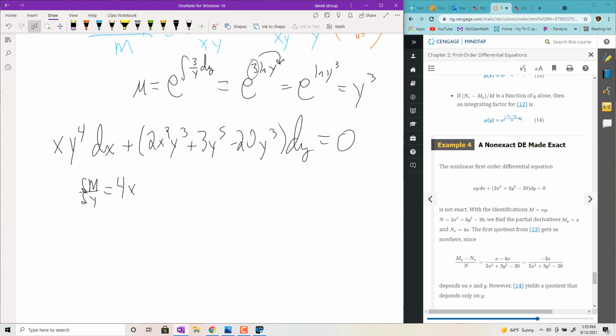The partial of m with respect to y would be 4xy cubed, and the partial of n with respect to x would also be 4xy cubed, and the rest will be 0. So see, it works now, and now you can use the methods from earlier in the section to solve because it's exact now. All right, so here we go. I'm going to go partial with respect to y of the integral of m.